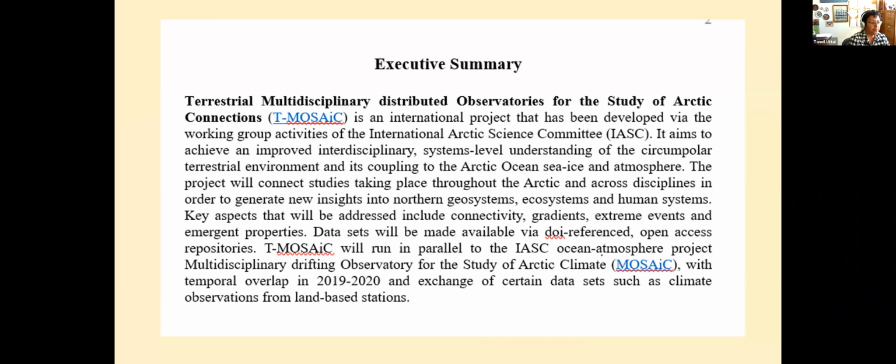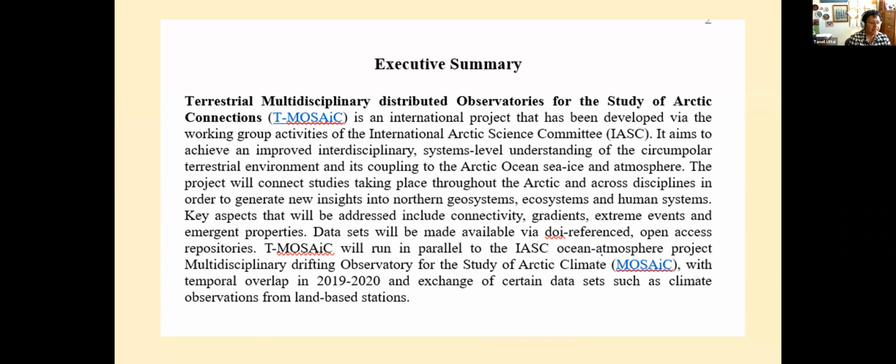circumpolar terrestrial environment and its coupling to the Arctic Ocean, sea ice, and atmosphere. The project will connect studies taking place throughout the Arctic and across disciplines in order to generate new insights into northern geosystems, ecosystems, and human systems. And key aspects that will be addressed include connectivity, gradients, extreme events, and emergent properties. And then, of course, the data is going to be the data stuff.